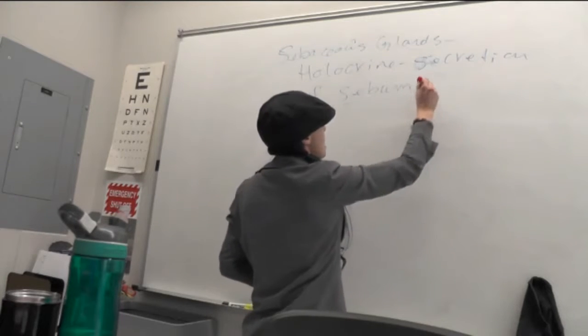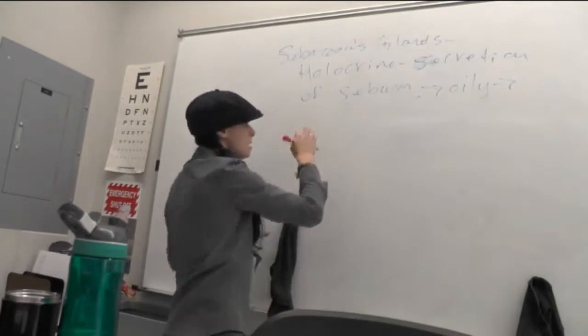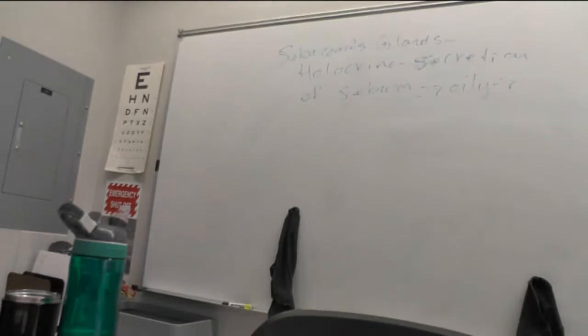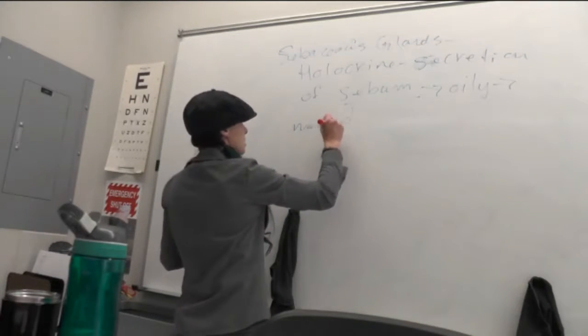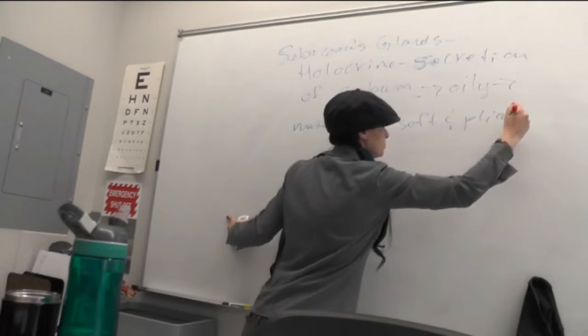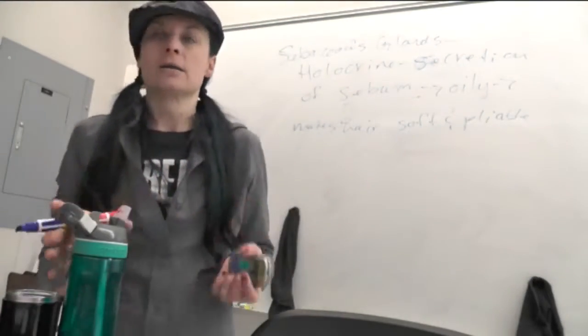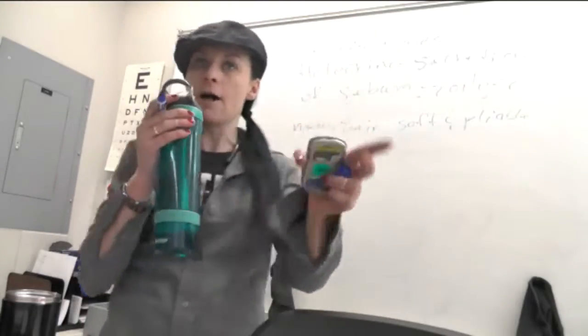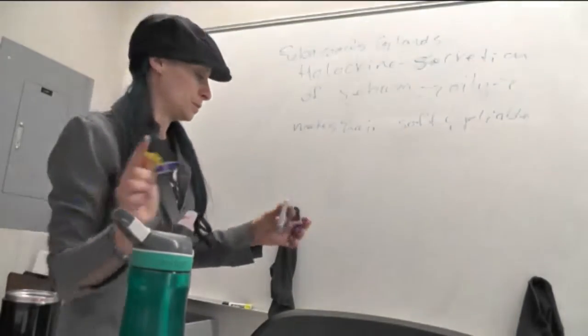Sebum is the fluid, and it's oily. And what this does is as the hair is growing past and sebum is being released onto it, it's making the hair soft and pliable. So sebum makes the hair soft and pliable. Hair is dead keratinocytes. Dead keratinocytes are pretty dry. So to make it nice and soft, sebum is added as it's growing past. Okay.